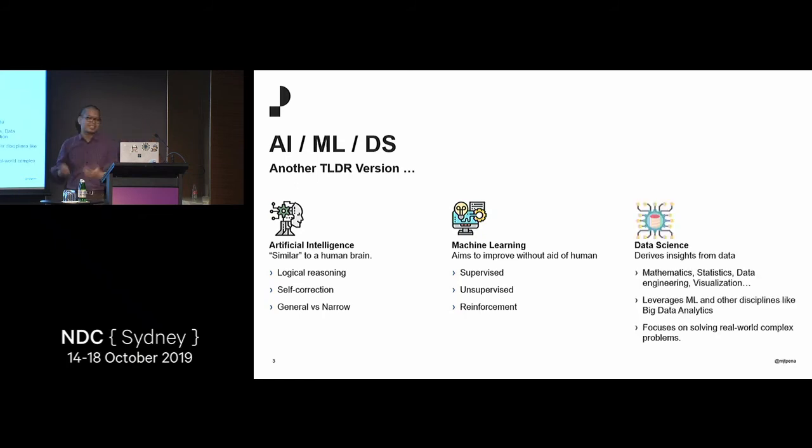Lastly, data science. Data science is probably more around the business side of things, wherein it's not just about machine learning, it's also about statistics, data engineering, and visualization, just like what Has showed earlier. And it's focusing on real-world complex problems.